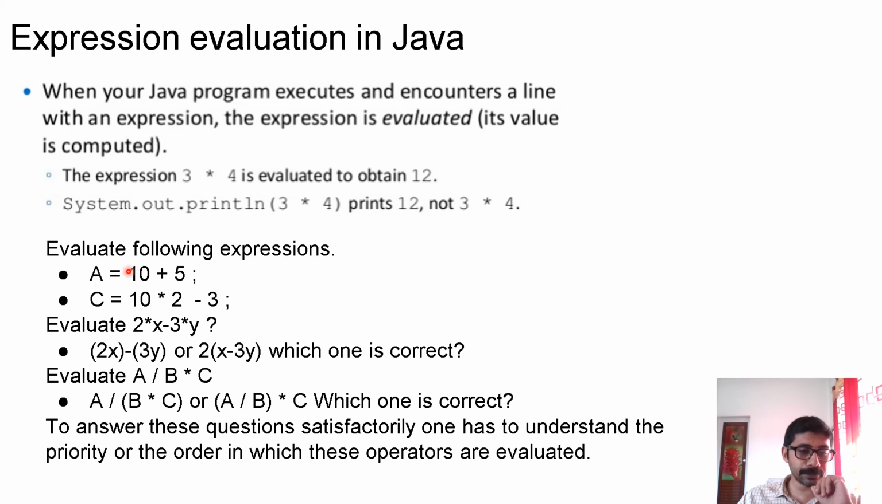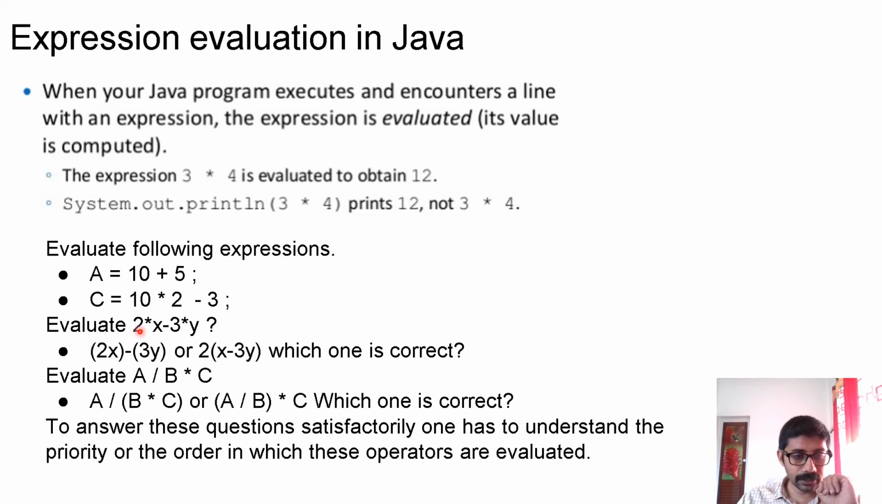Let us evaluate some expressions. A = 10 + 5. It's very clear, 15. Now, C = 10 * 2 - 3. What is the result? Should I mean (A * 2) - 3? Is it 20 - 3, or is it 10 * (2 - 3), that is 10 * -1? There should be some more rules to clearly tell how it has to be evaluated.